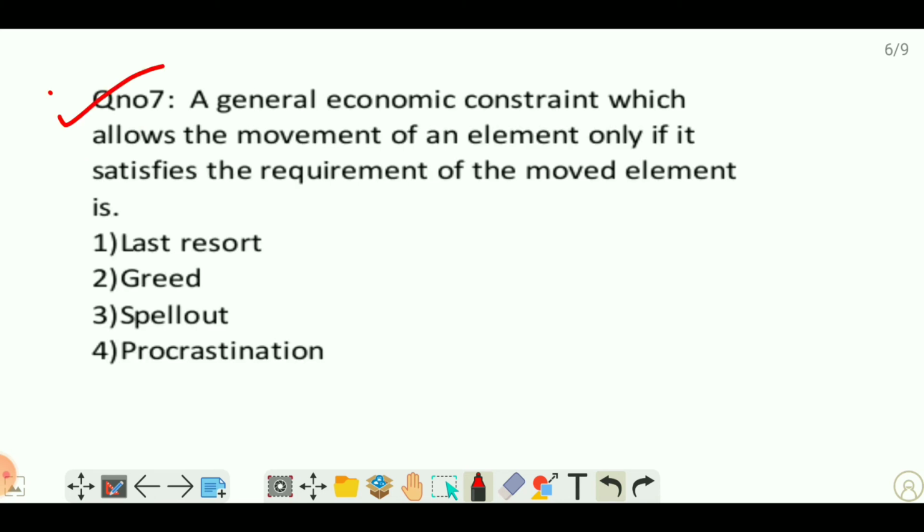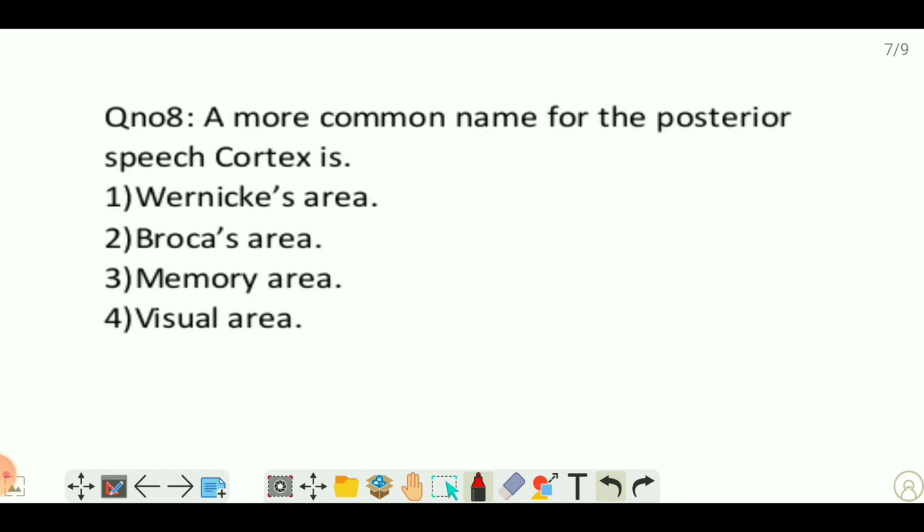Question number 7. A general economic constraint which allows the movement of an element only if it satisfies the requirement of the moved element is. Option number 2, Greed, is the correct option. Question number 8. A more common name for the posterior speech cortex is. It is of course the Wernicke's area. Broca's area is the frontal speech cortex, and Wernicke's area is the posterior speech cortex.